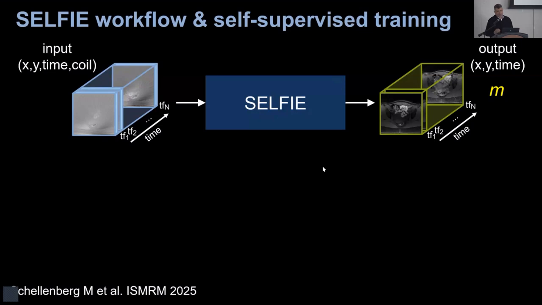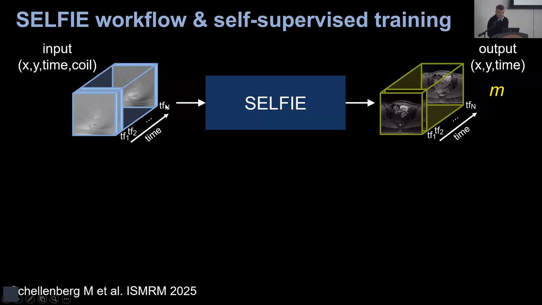So the input, we're going to operate in the image domain, so no data consistency in k-space. The input is going to be a multi-coil aliased dynamic image, and this is going to go through SELFIE, and then SELFIE will produce the output, which is going to be a coil-combined dynamic image. We'll operate slice by slice, so in that way we don't need so many patient data sets to train the network.